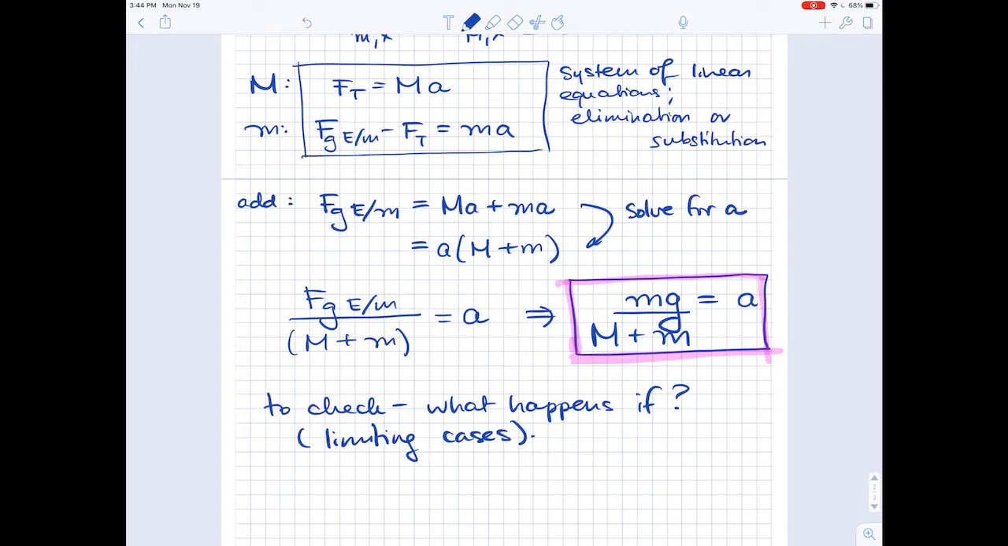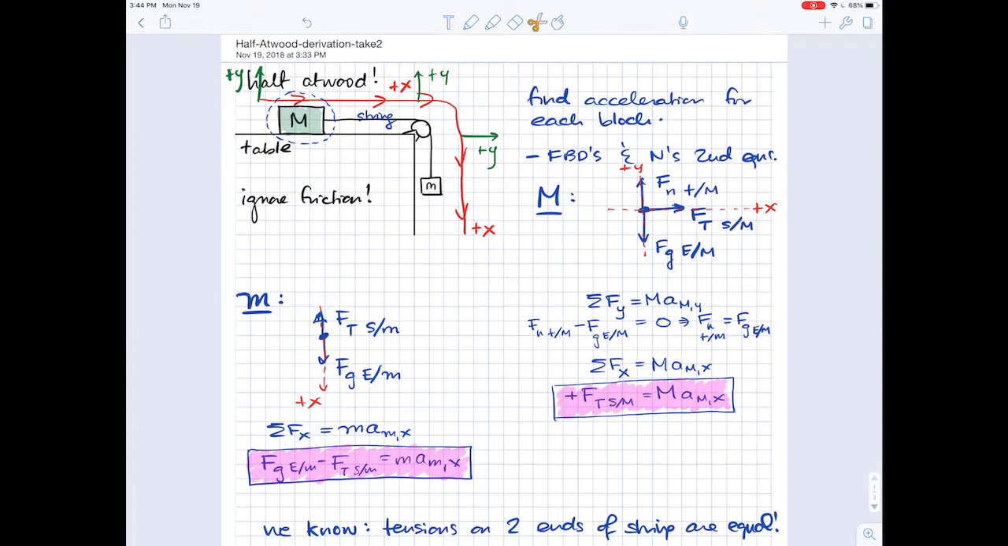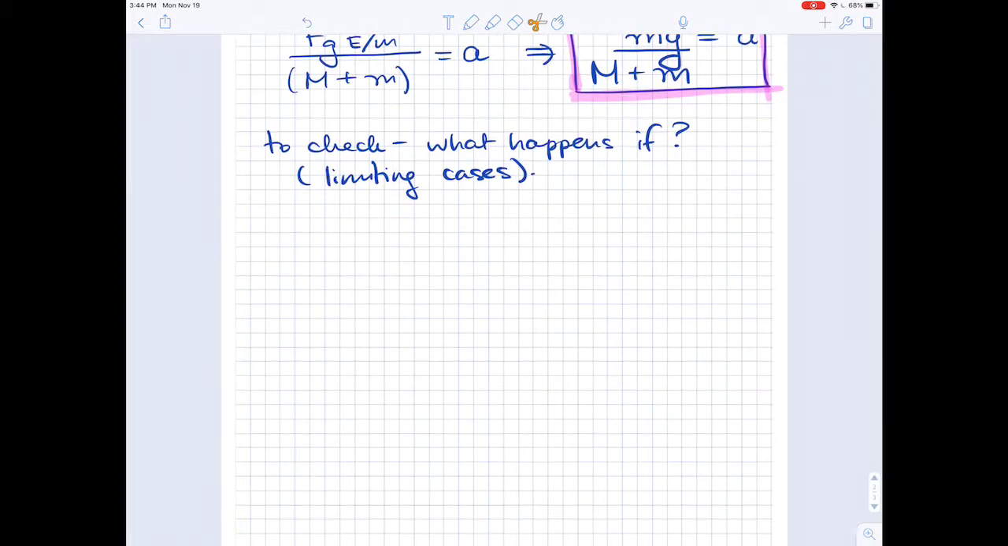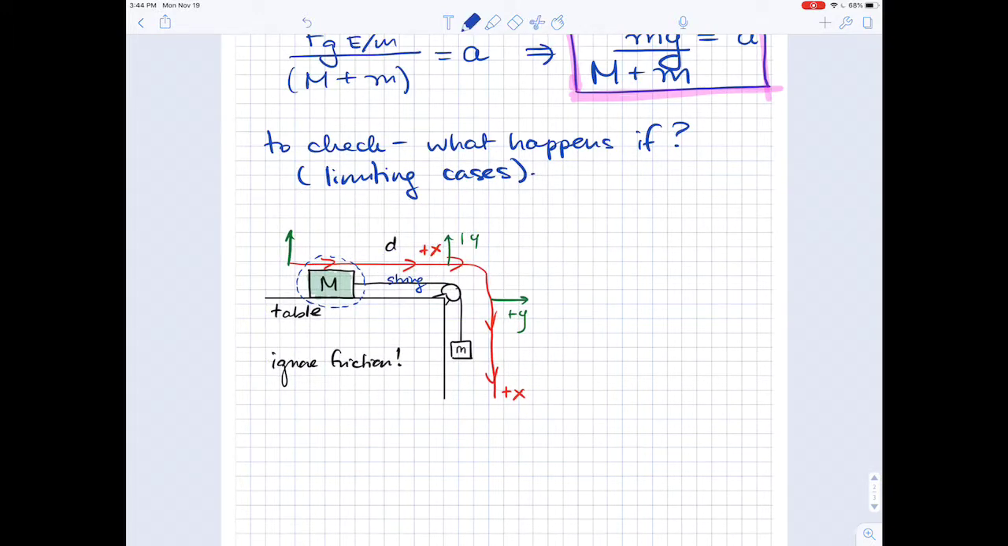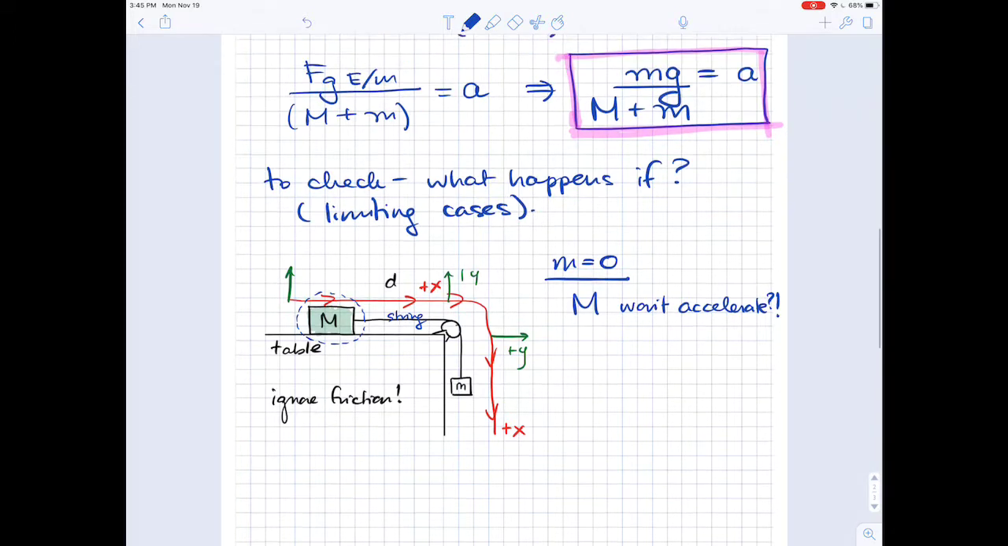Let's pull that picture down and see. Can I copy this? Maybe. I think I can. Let's put this picture down here. Okay, so what happens if the hanging mass equals 0? What do you think? If the hanging mass equals 0, the big mass won't accelerate. That's what we think will happen. So let's look at the equation. If we plug in m equals 0, we have 0 over m equals acceleration. That is indeed equal to 0, so that agrees with what we expect.